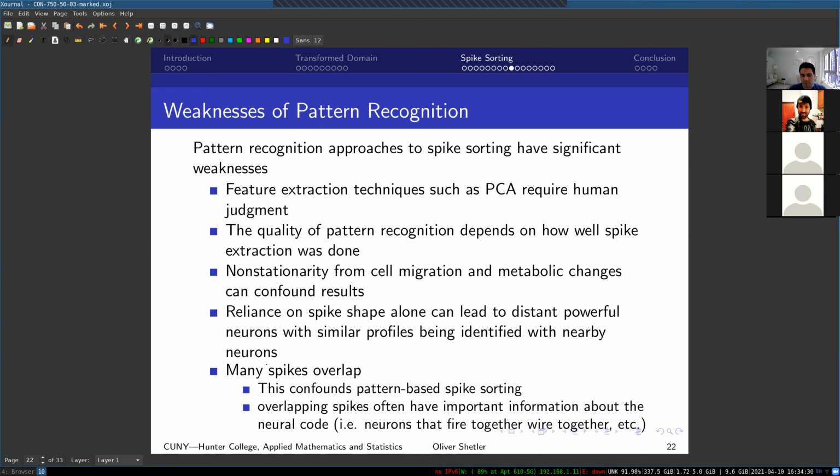The other thing, and this is known to happen a lot actually, is that many spikes will overlap in the data set. And so this confounds pattern-based spike sorting, because you're going to have one window associated with two spikes. And it turns out that overlapping spikes often have important information about the neural code, because neurons that fire together wire together, right? And there are other reasons as well. But the main thing is that neurons that are firing nearby in time will oftentimes have an influence on one another in terms of learning. So it isn't something trivial that we can ignore in the same way that we might consider ignoring the possibility that distant neurons look like nearby neurons.